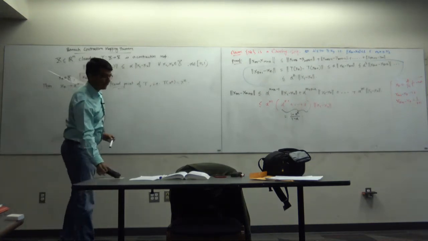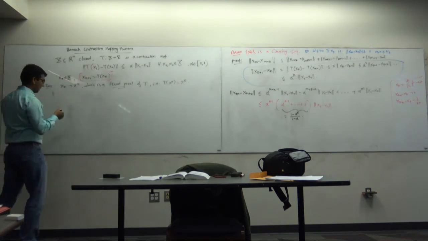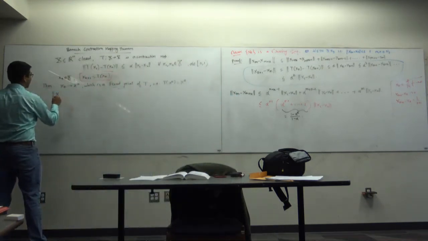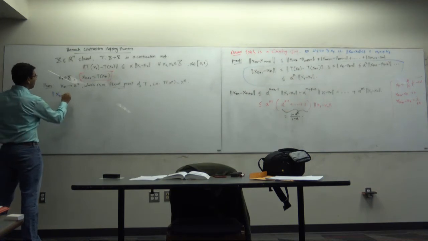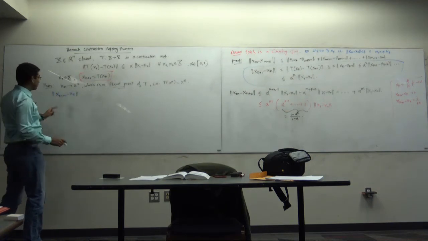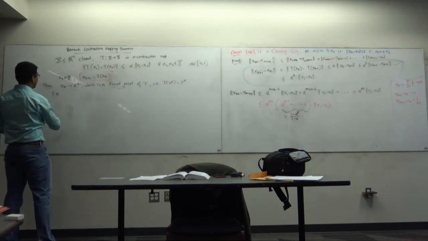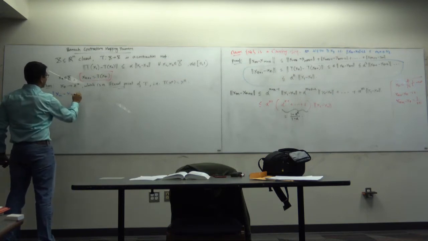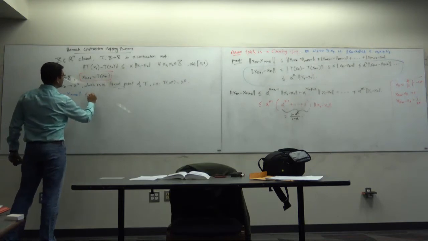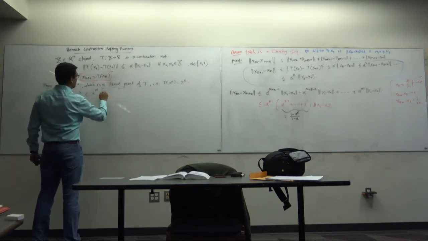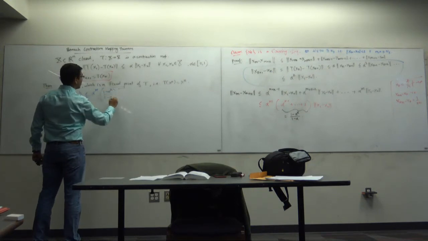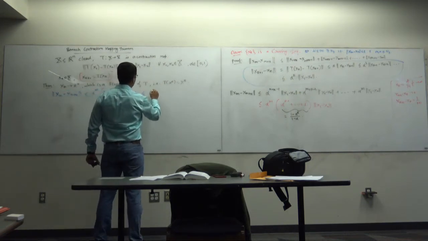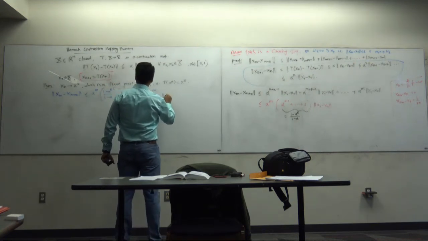So what I have is x_m minus x_{m+k} is less than or equal to alpha raised to m times (1 minus alpha raised to k) over (1 minus alpha) times x_1 minus x_0, which is less than or equal to alpha raised to m over (1 minus alpha) times x_1 minus x_0.